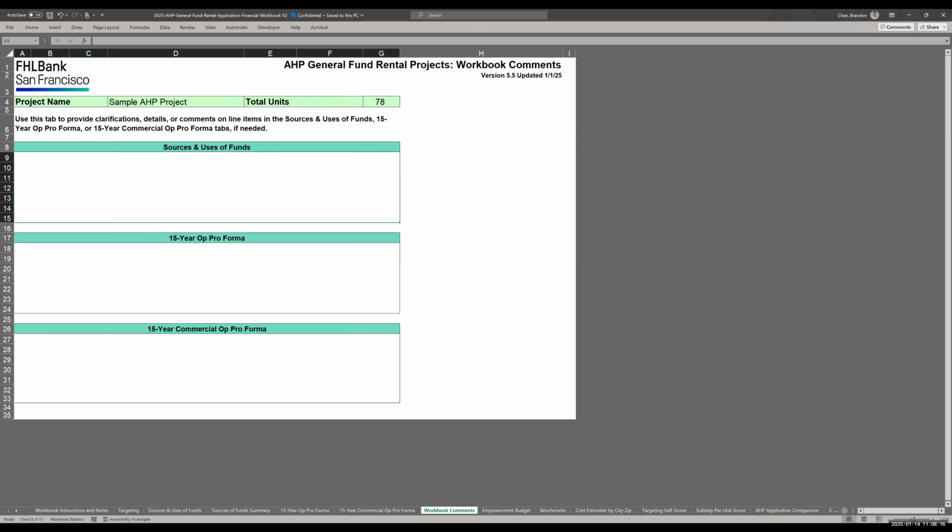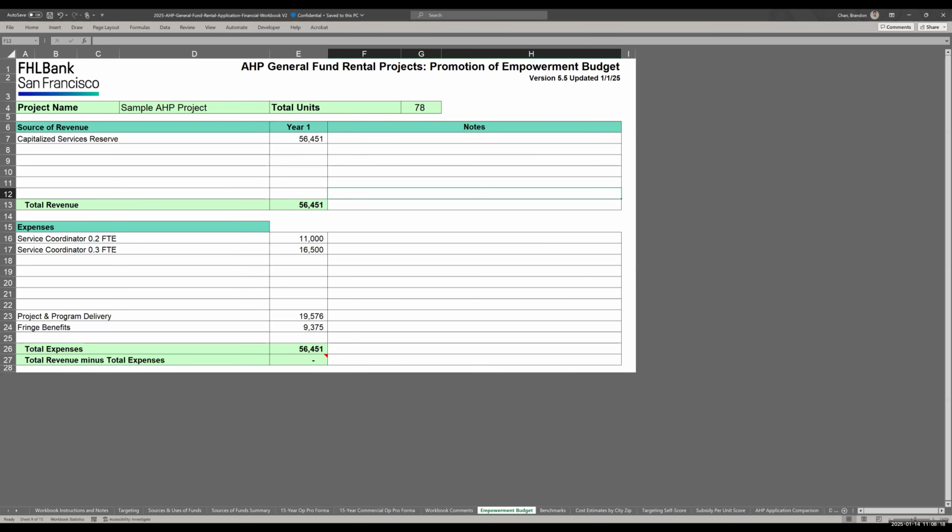Next, we'll look at the promotion of empowerment budget worksheet. This worksheet ties to the scoring of promotion of empowerment. No empowerment points will be awarded if this worksheet is not completed. Include sources of revenue that will be used to pay for resident services, and include all expenses related to those services. Revenue minus expenses should equal 0. Cash flow revenue in this worksheet should match the resident services operating expense in the 15-year operating pro forma.